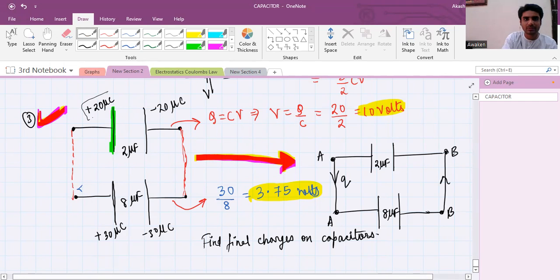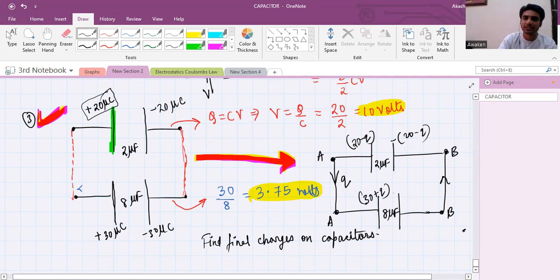Q is 20 microcoulombs. From that, how much will be left? 20 minus, simple. If you have 5 bananas and I take 2 bananas, how many bananas do you have? Then on the other side it will be 30 plus 2. So 30 coulombs of charge arrive there. 30 plus. Right or wrong?